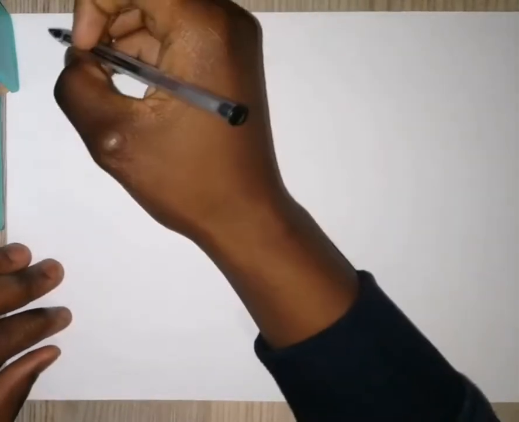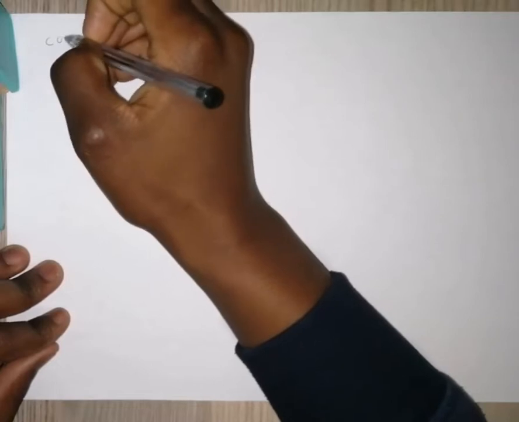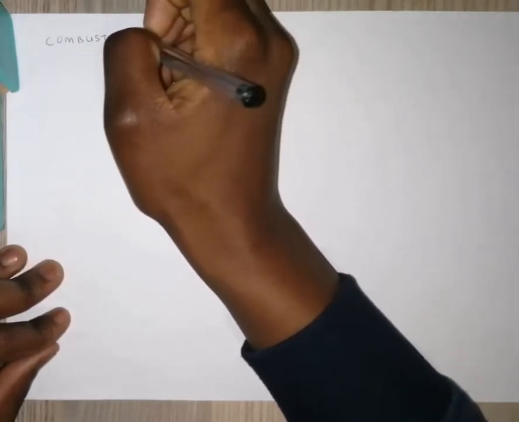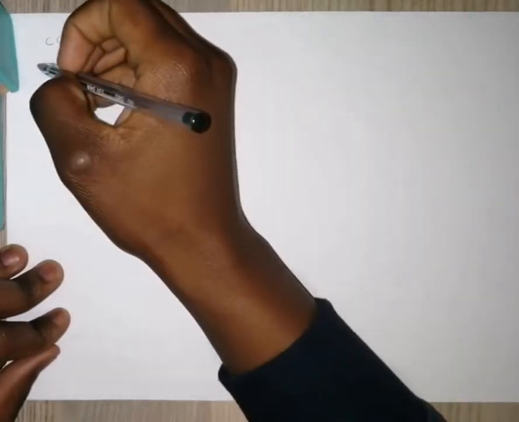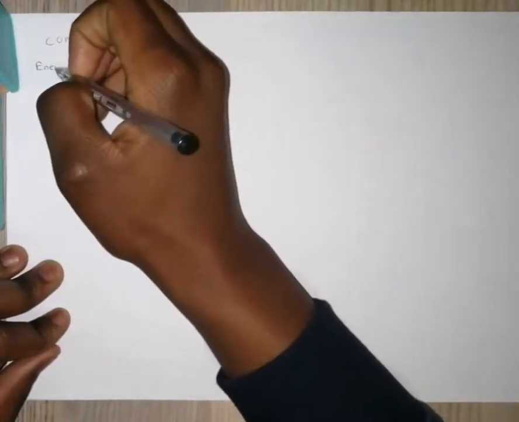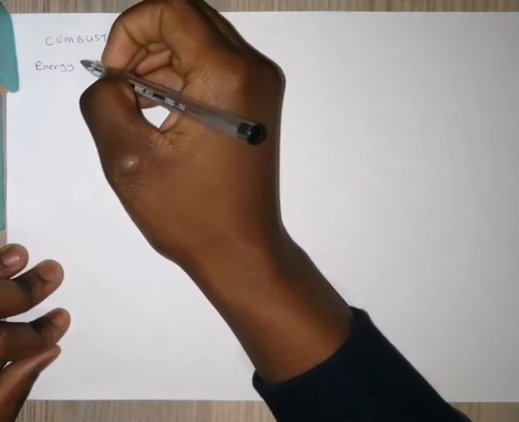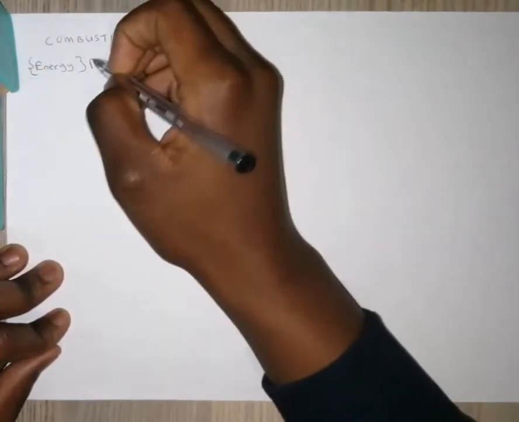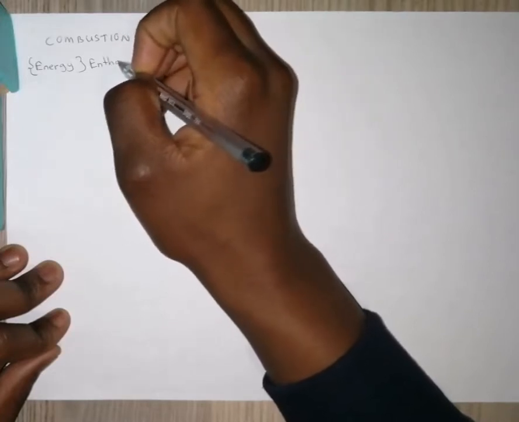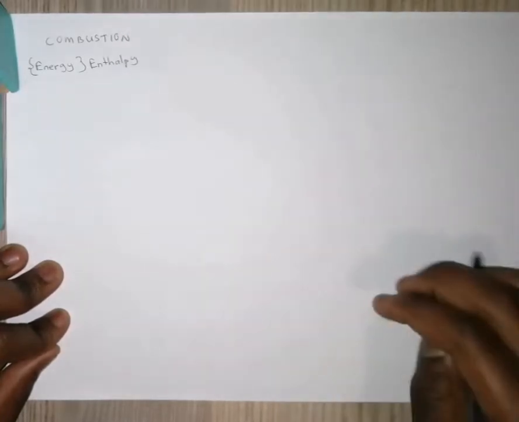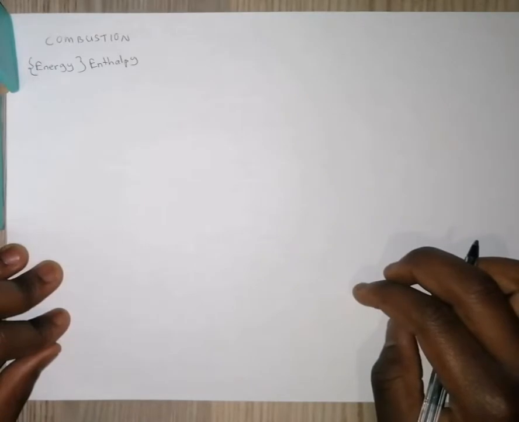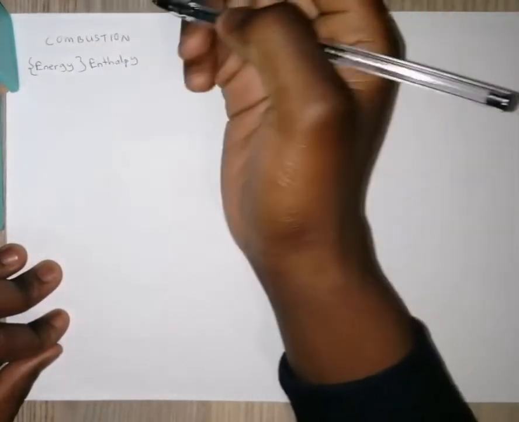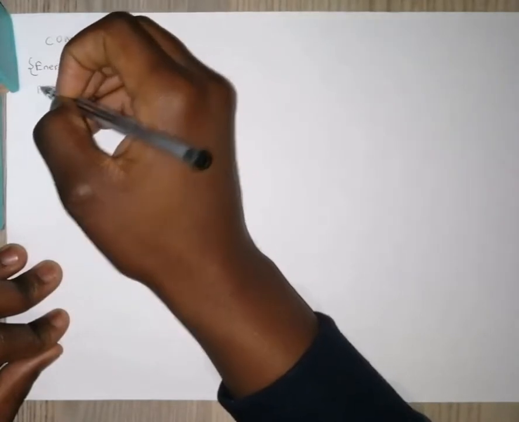Okay, so we are still on combustion. What we're going to do now is look at the energy in combustion, in the form of enthalpy. To start with, we're just going to have a little revision from CHM. We're going to start with enthalpy of formation.